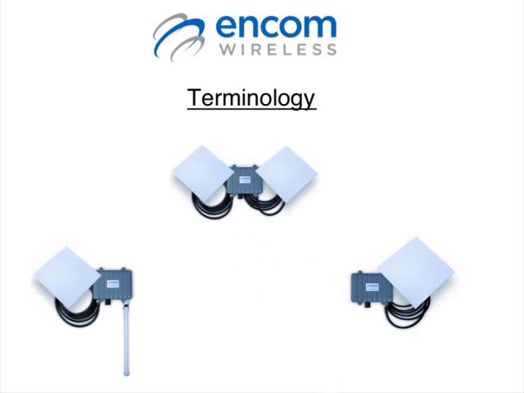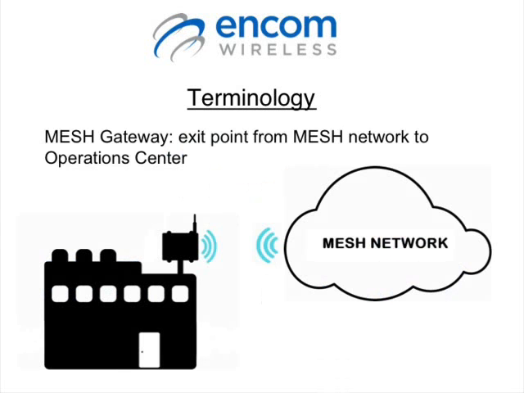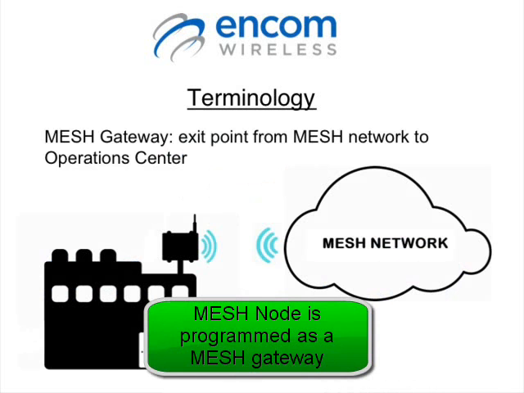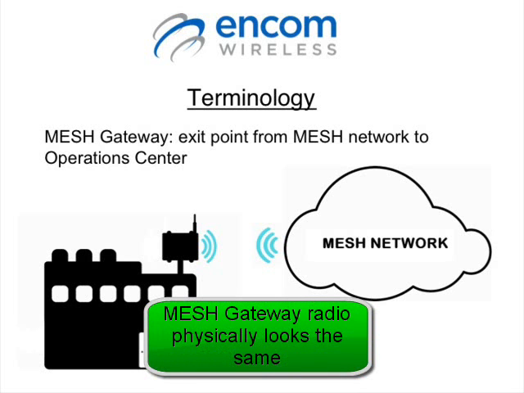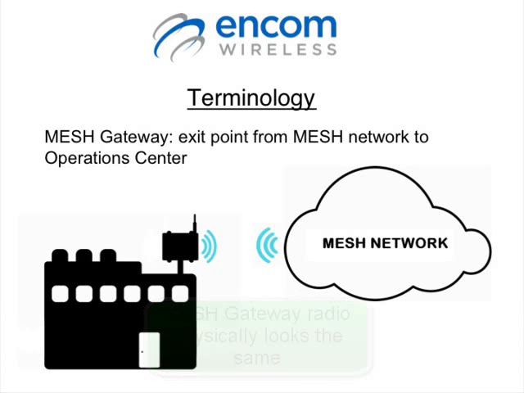The next concept to understand is that of a mesh gateway. When you have a mesh network, you are going to need one of those radios to be a gateway back to your traffic operations center. Physically, the radio still looks the same. It is only the programming that changes on the radio to make it from a regular mesh node into now a gateway. We will go into more detail of the mesh gateway later on with the network examples.